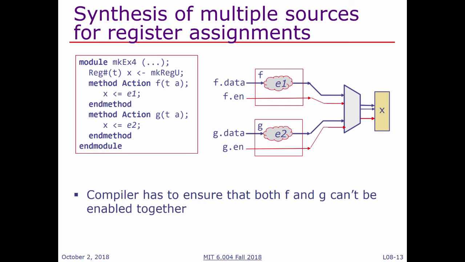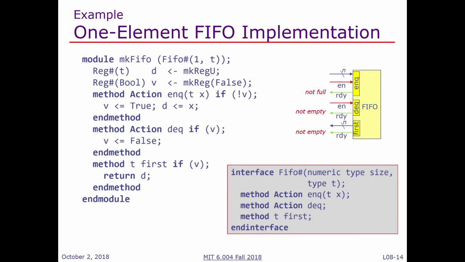The high level point here is this circuit is correct only if something is assumed about the environment. And what is being assumed about the environment is F and G cannot be enabled simultaneously. So this condition has to be taken all the way up, and the compiler has to make sure that that is indeed the case. Let me do another example for you.